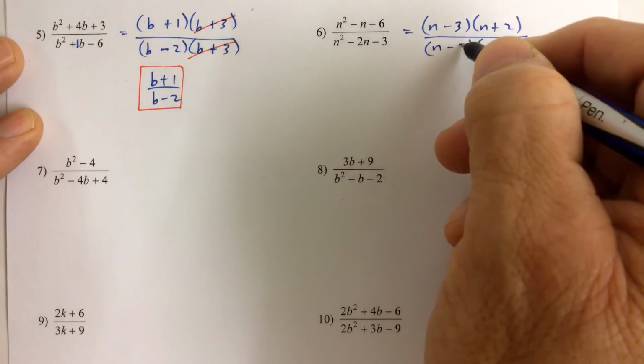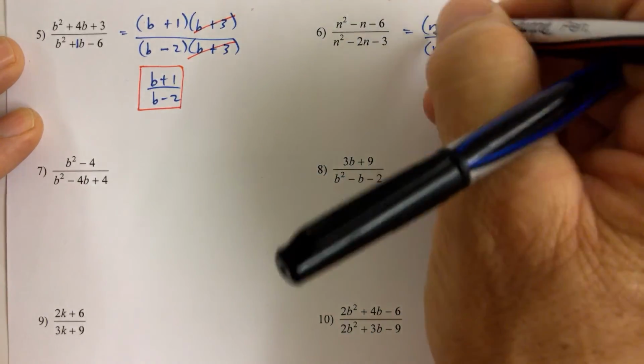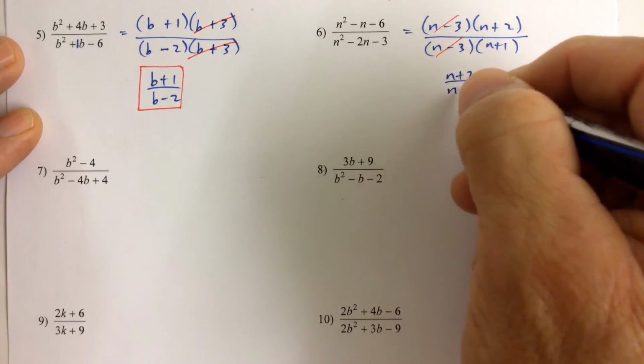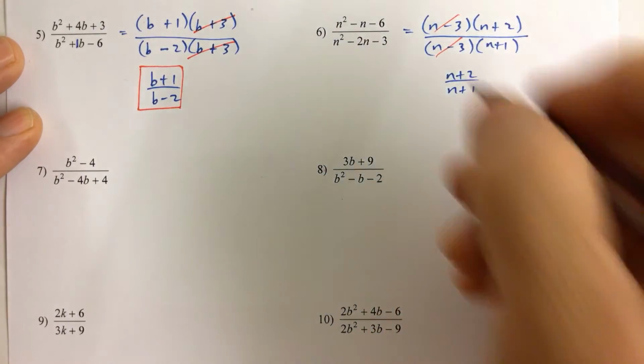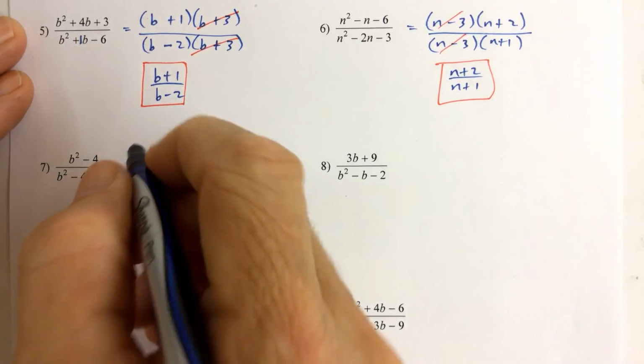Down here we have n minus 3 and n plus 1. So we get to cancel the n minus 3's, and we get n plus 2 over n plus 1. This is how quickly I would do the problems once I finally have it figured out. I'll work through the problems like that. Let's see if we can get through the other ones.